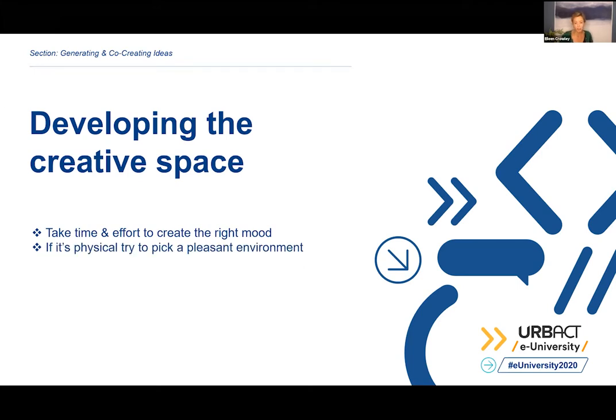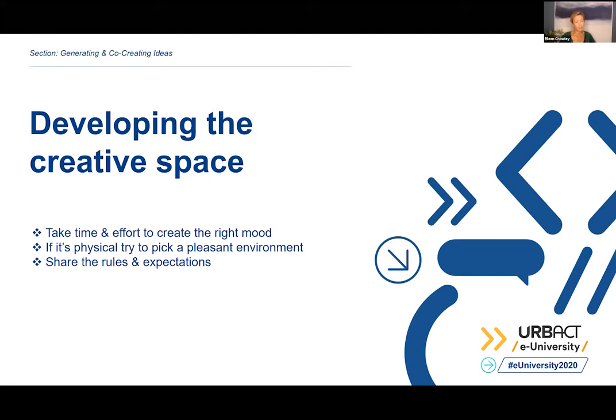If it's a physical space, try to pick a pleasant environment. What about having your meetings outside? Or, pick a room that's not too hot, not too cold, maybe a room with a bit of natural light, a space where people feel comfortable and where they actually want to be.